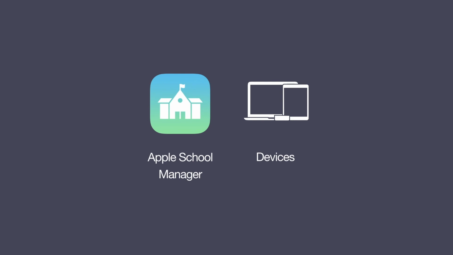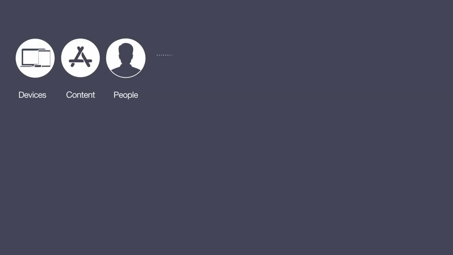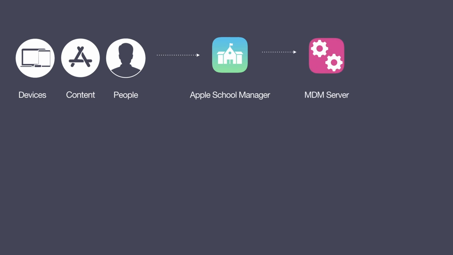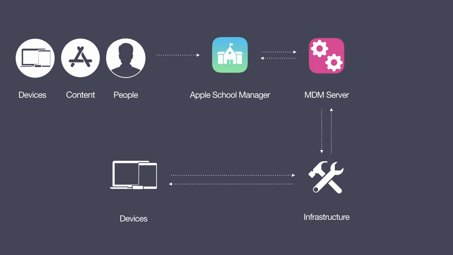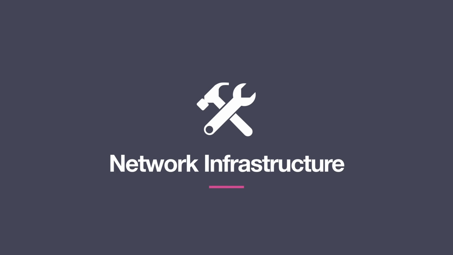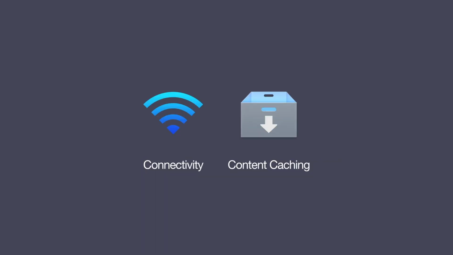Okay, so that was basically looking at Apple School Manager around devices, content, and people, bringing them into your Apple School Manager and then putting them at your MDM server. Then the next part of your journey is from your MDM server into your infrastructure to your devices themselves. I kind of promised I wasn't going to harp on too much about some of these things, but there is a couple of points we need to make here. So in regards to your network infrastructure, two things are going to be key for any successful modern deployment for your devices.